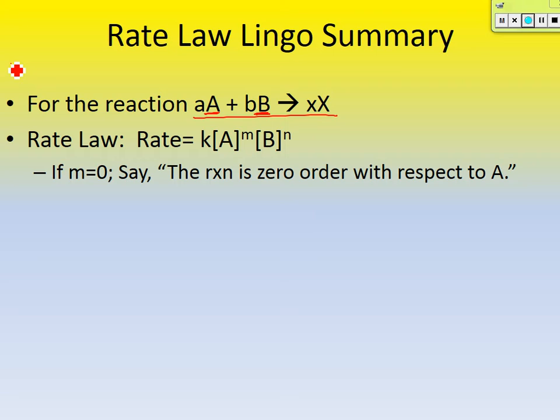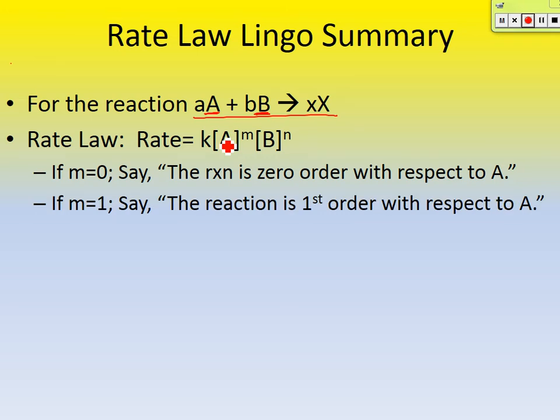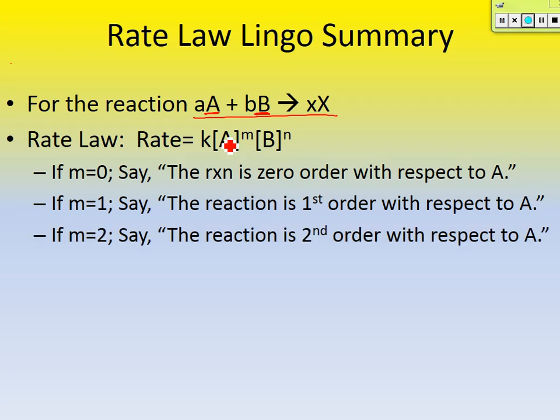All right, so I want to show and go through some examples of what a chemist would say. For example, if M equals 0, so this exponent equals 0, here's how a chemist would say that. The reaction is 0 order with respect to A. So if this was a 0, it's 0 order with respect to A. Now, what if M was 1? A chemist would say the reaction is first order with respect to A. This was a 1, it's first order with respect to A. And of course, if M was 2, a chemist would say this was a second order with respect to A.